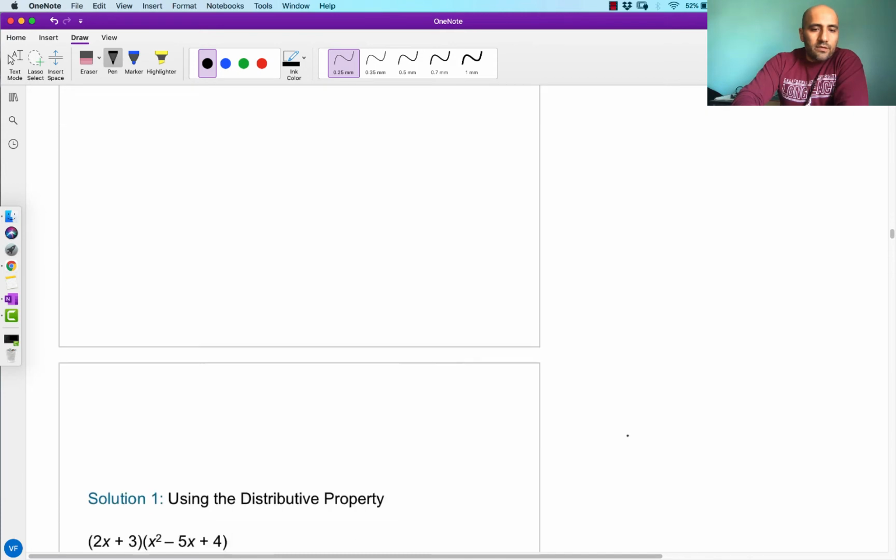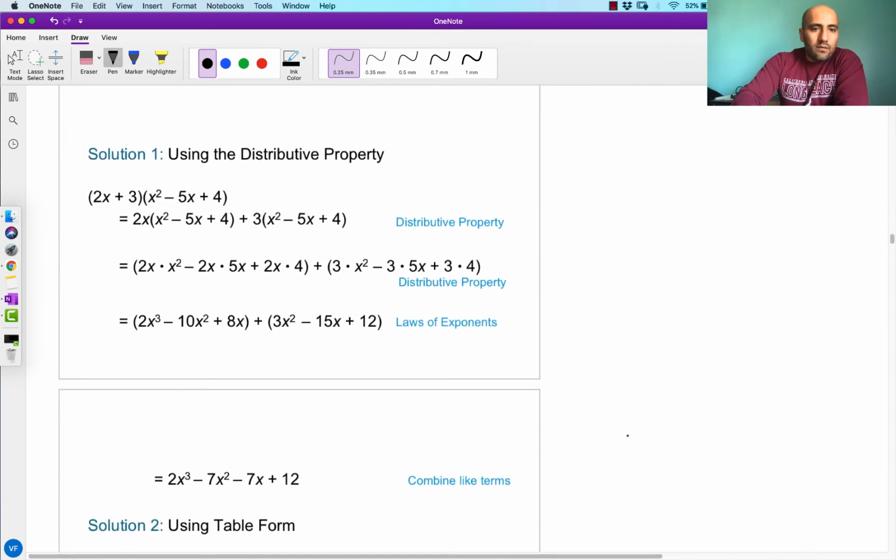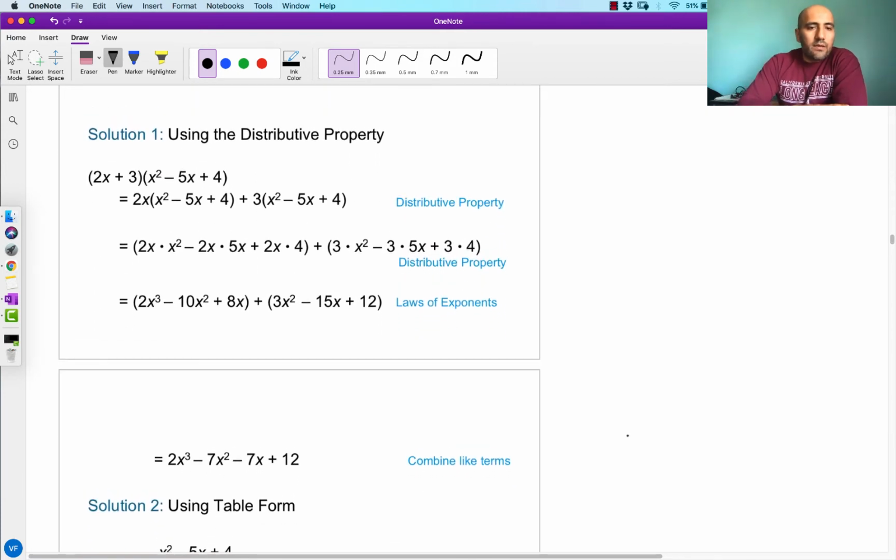Let's see what the author did. Here's what the author did. Again, the double distribution method, just like I did. So if we have this guy and we distribute it, we'll end up with 2x times this, plus 3 times that. Right. This times this times that. And then again distribute, and that's how you get to this, combine like terms, and we get to the same answer.